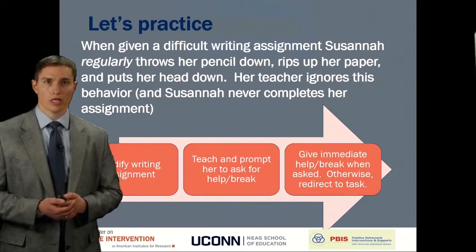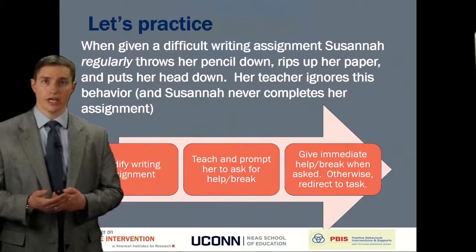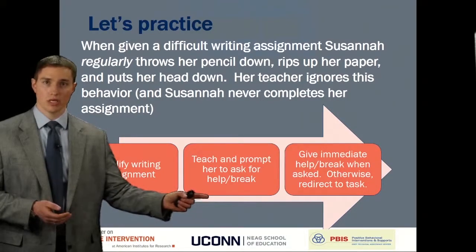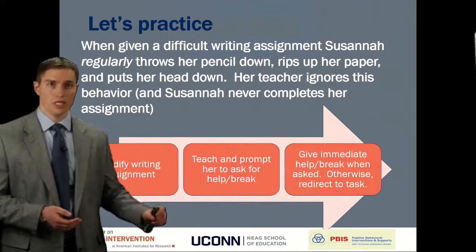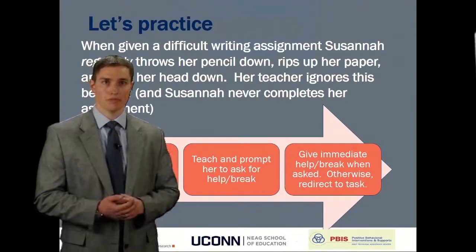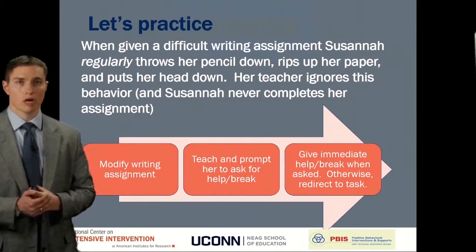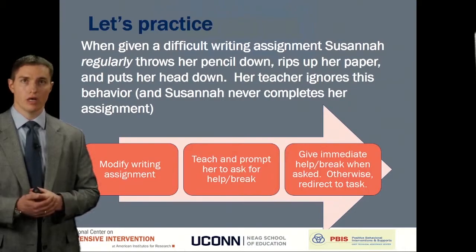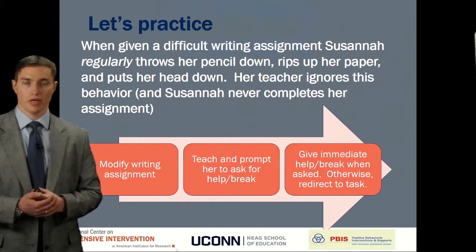Finally, when we talk about consequence strategies, how do we respond to Susanna's behavior? You may have said we want to give her immediate help or a break when she asks for it. In other words, when she exhibits her replacement behavior, we're going to immediately respond and allow her to escape. Otherwise, we may talk about strategies that help to redirect Susanna when she continues to exhibit her inappropriate behavior.